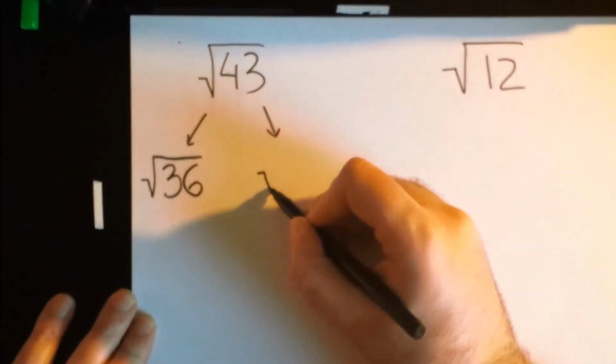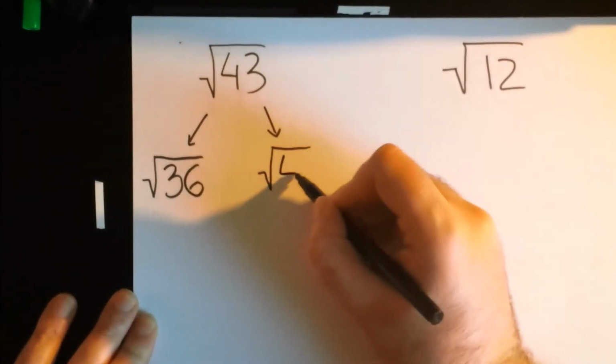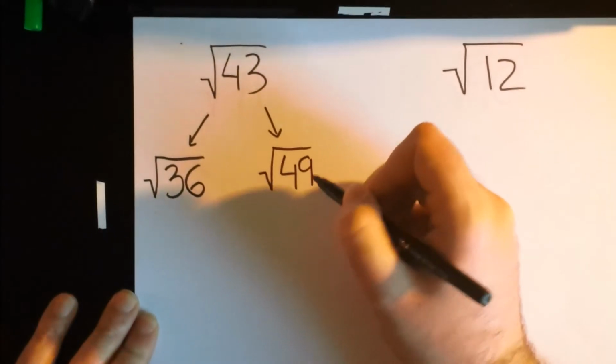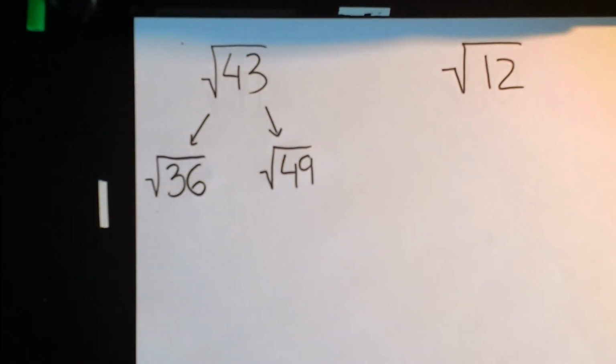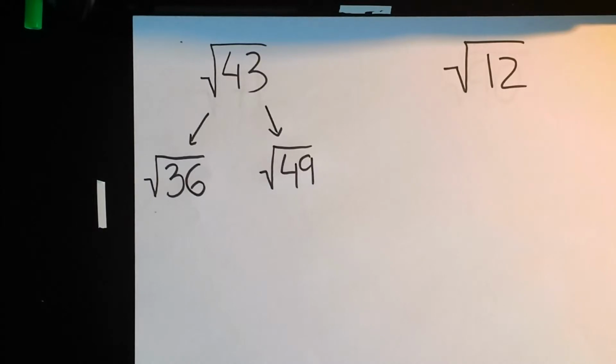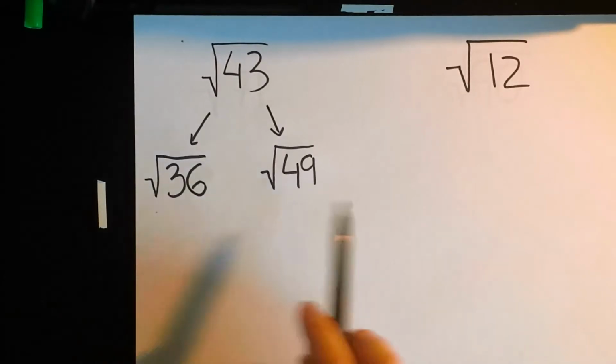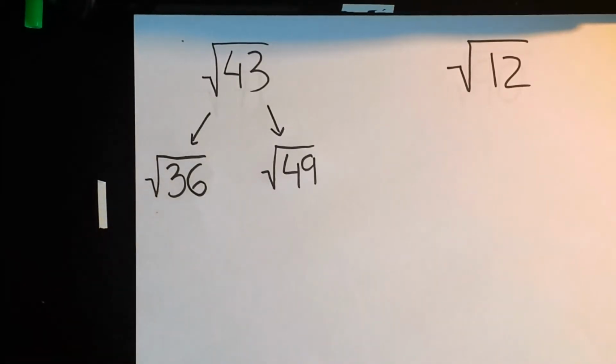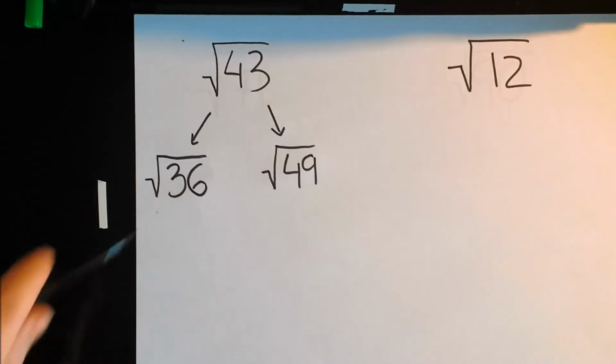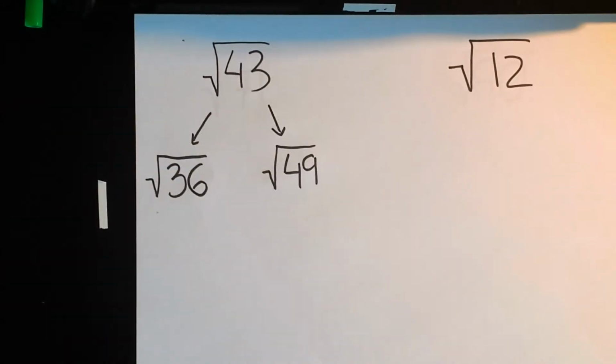If you said 49, you're absolutely correct. So the first step to estimating is to find the two perfect squares that are immediately below and above the one we're trying to estimate. So we did that. Now you find the simplifications or the answers to these two. What is the square root of 36 and what is the square root of 49? Can someone tell me what the two of those are?